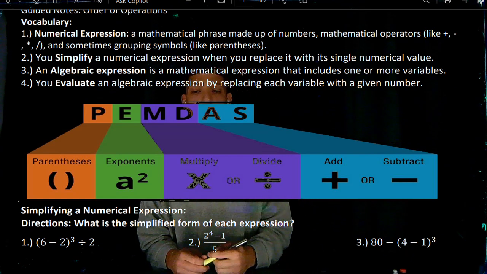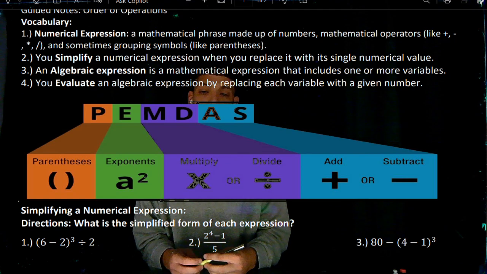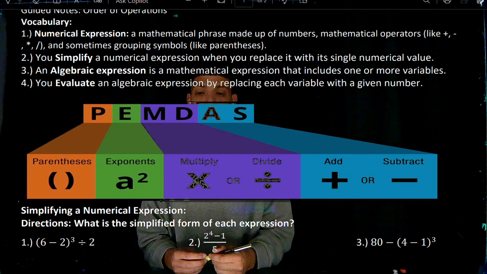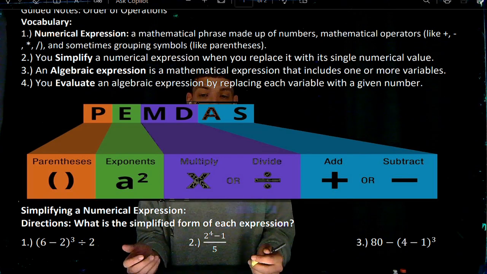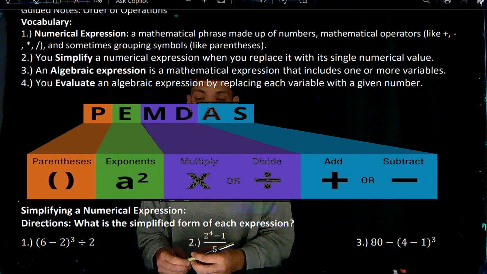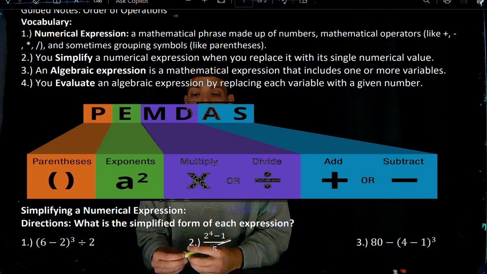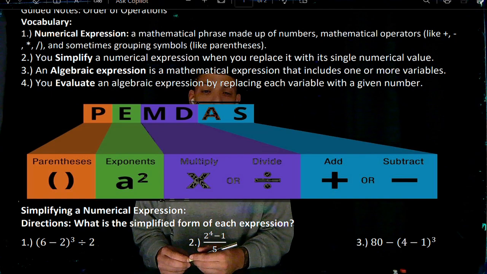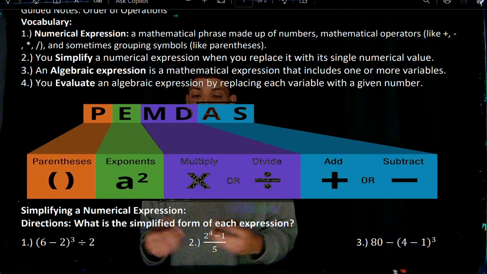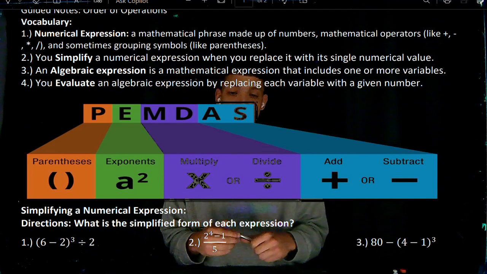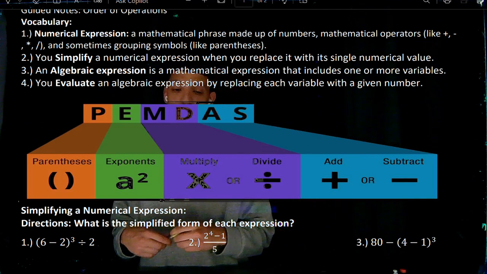We're also going to be talking about algebraic expressions. It's very similar to numerical expressions, but algebraic expressions include one or more variables. An example could be 2x plus 1. We don't simplify algebraic expressions; we evaluate them, because we don't know what our variable equals unless it is given to us. We evaluate an algebraic expression by replacing each variable with a given number, and you'll see that on the back side of this note sheet.